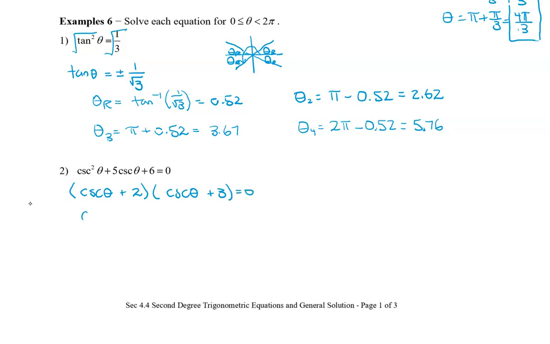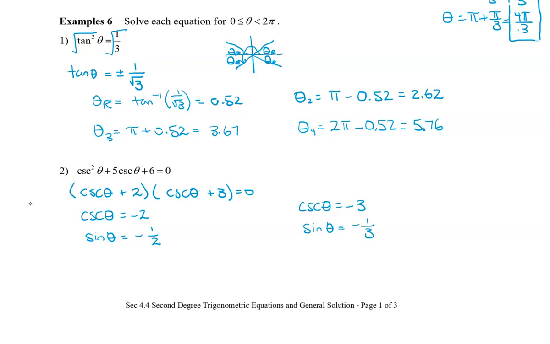So that means that I have cosecant theta equals -2, and I'm going to write this one way over here, cosecant theta equals -3. Now it looks like these won't work, but remember these are the reciprocals. So this will actually be sine theta equals -1/2. And the second equation will be sine theta equals -1/3.